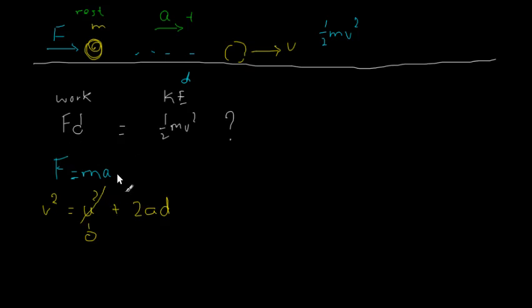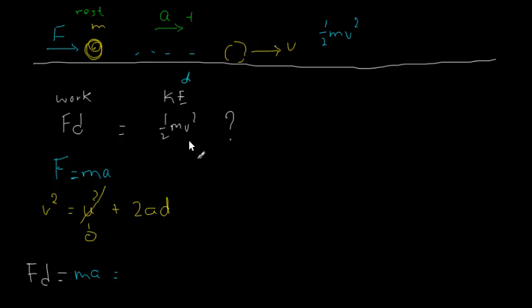Now from F equals ma, I don't have to rearrange this, right? I just have to substitute ma into the Fd. So starting from Fd, let's work through this. F is equal to ma, so this is ma times d.